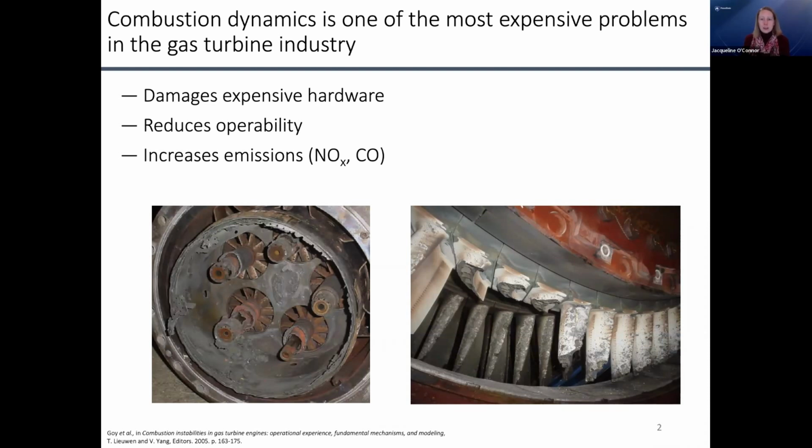You get instability because you're trying to run your combustor to reduce emissions. So if you've put all this effort into creating a low NOx combustor that then is unstable and creates more NOx, that's sort of counterproductive. But the real issue is operability.